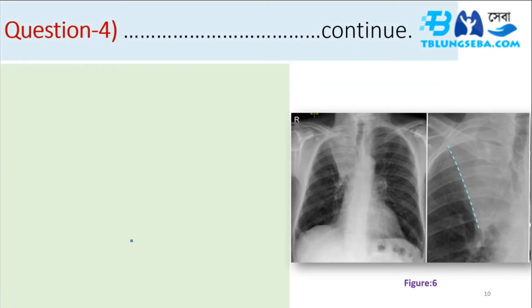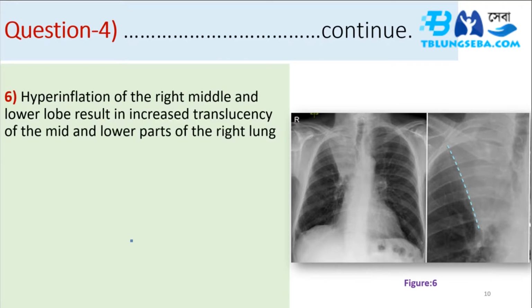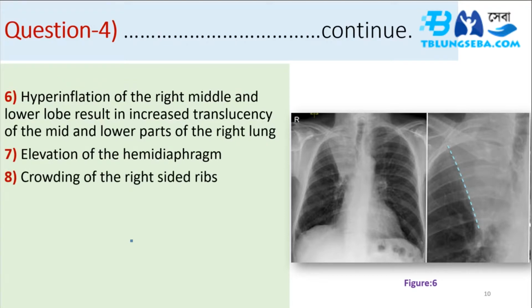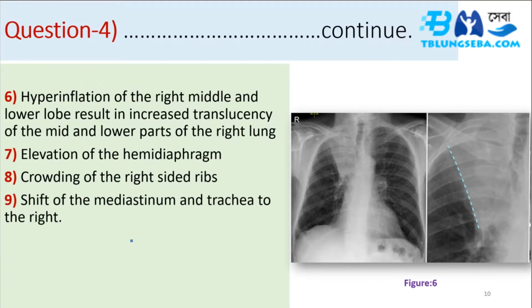Question 4, continued. 6. Hyperinflation of the right middle and lower lobes results in increased translucency of the mid and lower parts of the right lung. 7. Elevation of the hemidiaphragm. 8. Crowding of the right-sided ribs. 9. Shift of the mediastinum and trachea to the right.